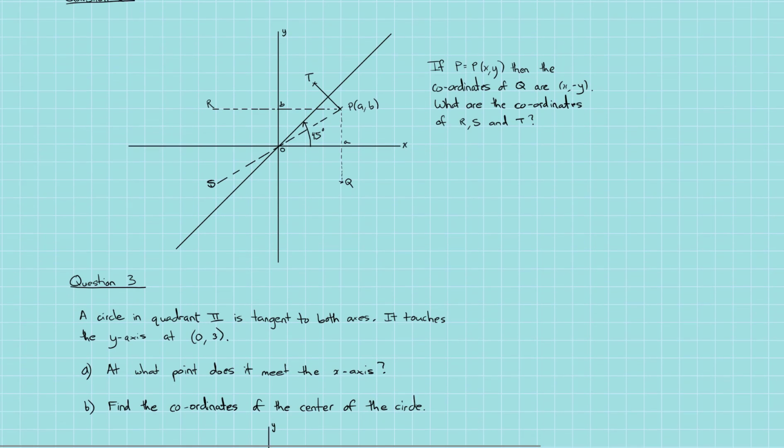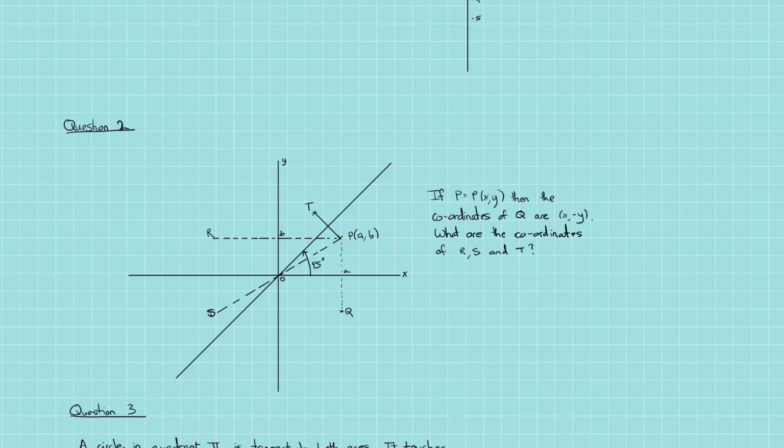Now for question 2, if the point P has coordinates x and y, then the coordinates of Q are x and minus y. What are the coordinates of R, S, and T? So in this case, our x and y is actually a and b. So let's just put in what they gave us for Q. That's a and minus b.